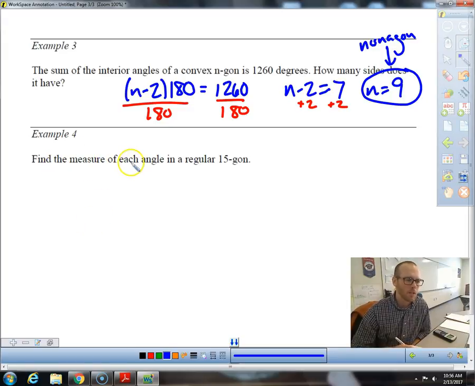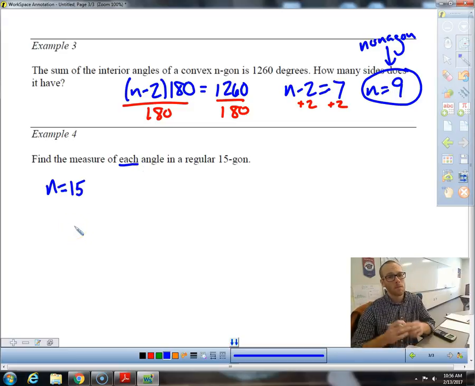Find the measure of each angle in a regular 15-gon. Okay. So 15 sides. I want to find the measure of each angle. I'm not asking for the sum. I don't want to know what they all add to. I want to know each individual angle. And let's see here. How could I figure this out?